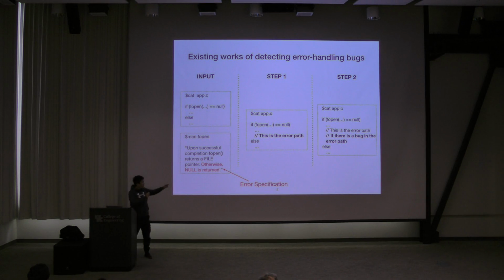Yes. Because the error check is only the very first step to detect bugs. And after that, you need to find the error path. They made mistakes in this network. So you can be 100% accurate in the first step, but then when you go to find the error path, that might be where the mistakes are. Okay.